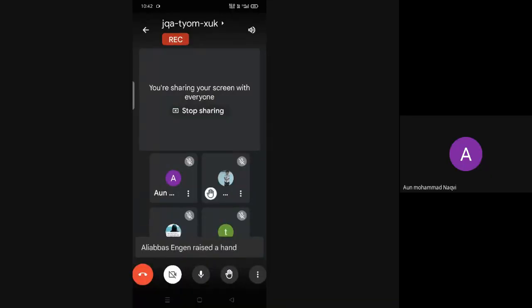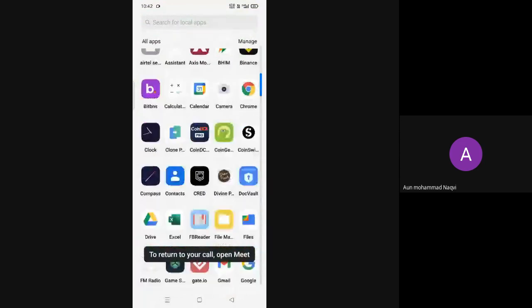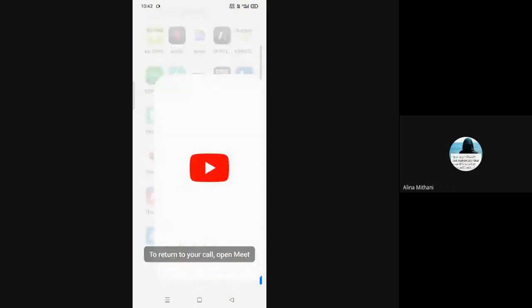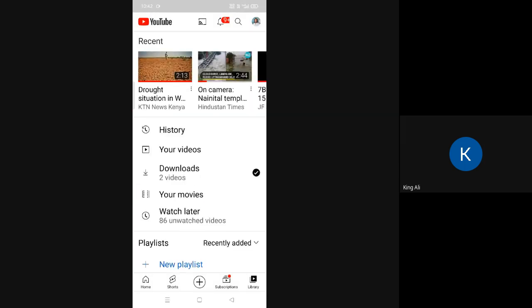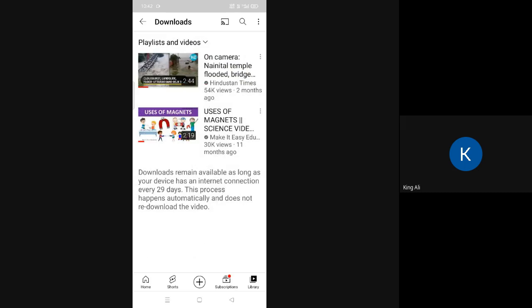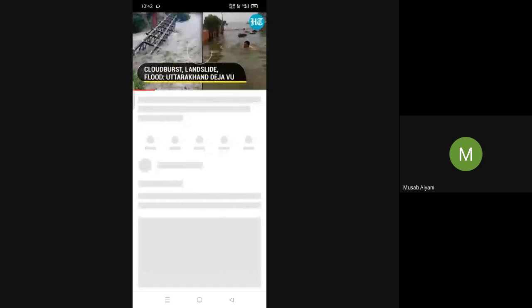Good. Now let us have a look at this video which shows what the scenario would be when a flood-like situation occurs. Can you see the screen? Yes, sir. Okay. Now look at this video. When there was a flood in Uttarakhand, what happened?